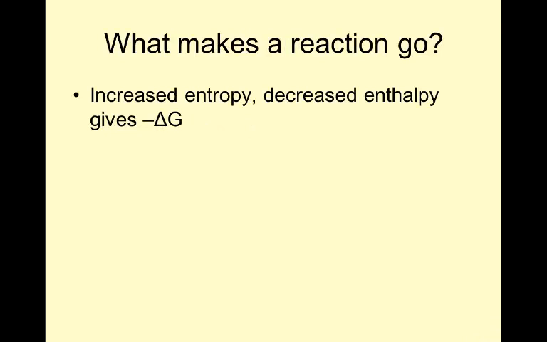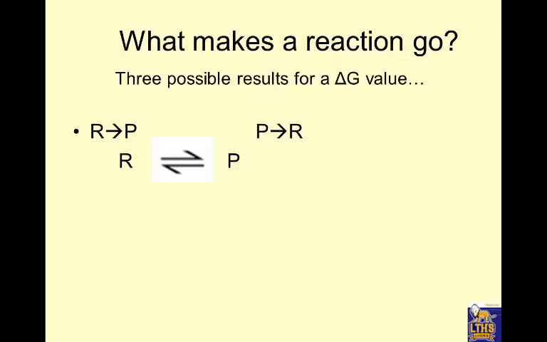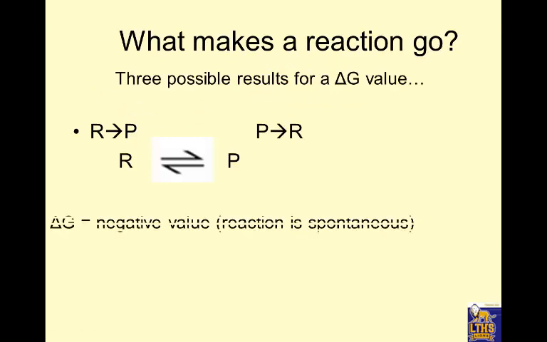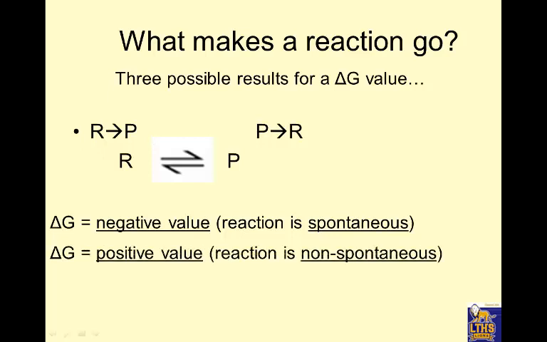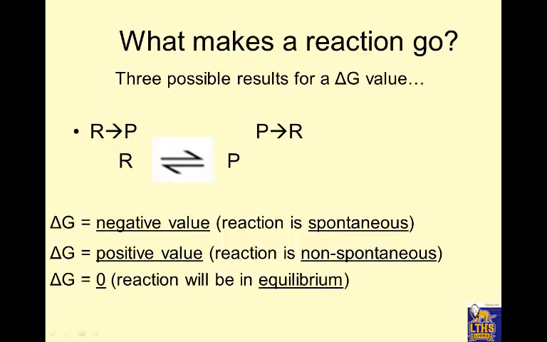We already know that if a reaction is going to go towards products spontaneously, it's because entropy goes up and enthalpy goes down, and we get a negative delta G. But guess what? We don't always get a negative delta G. You can have a delta G of negative, which means spontaneous. That means the reaction goes forward only. If you have a delta G as a positive value, that means really the products would go towards reactants only. But what if delta G is 0?